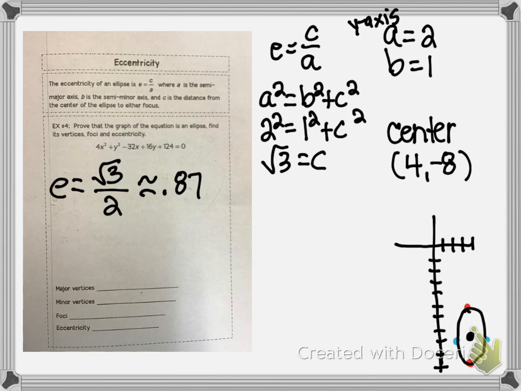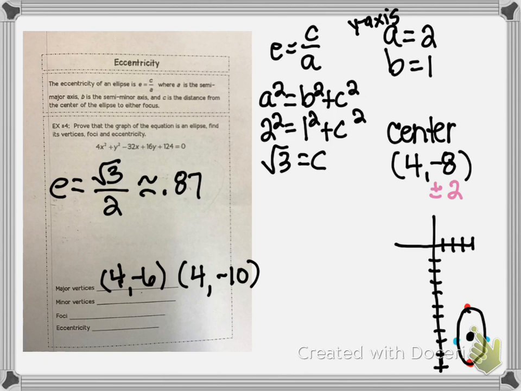Now, it did ask for some other pieces. It asked for the vertices for the major. So my major, if my center was at 4, -8, that means that my major was on my y-axis. So I'm going to do plus or minus my 2. So given that example, I now have 4, -8 plus 2 is going to be -6, and then the -8 minus 2 is going to give me -10. So those are my 2 majors.